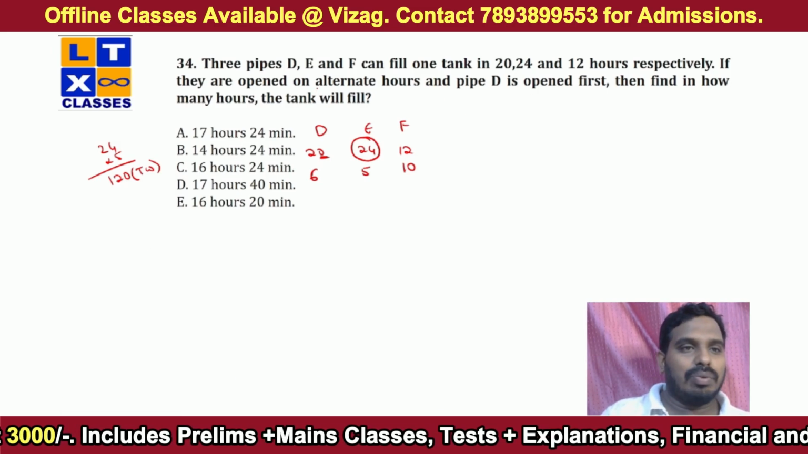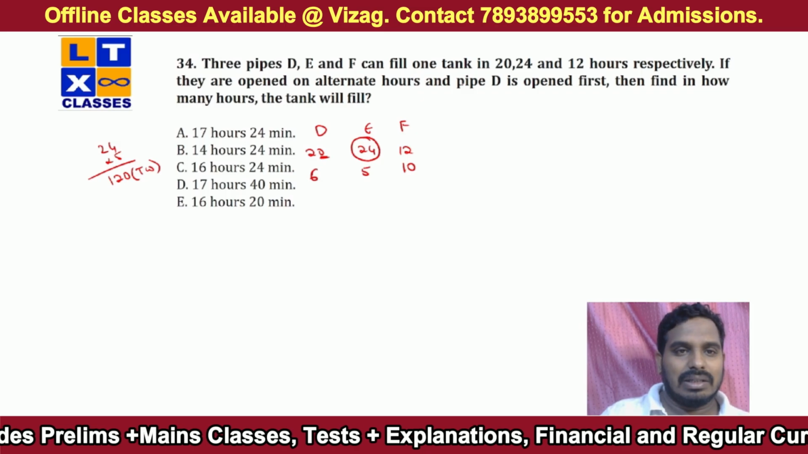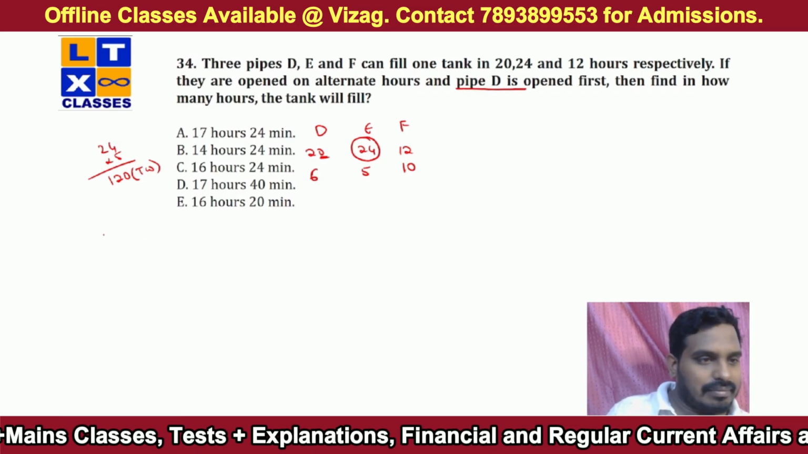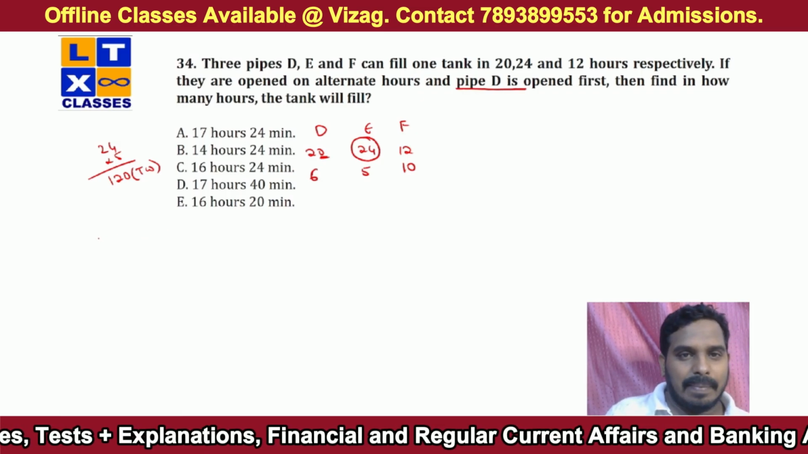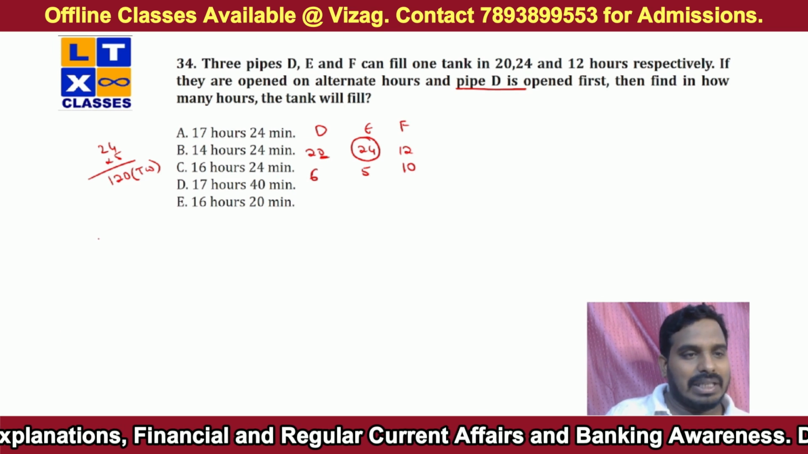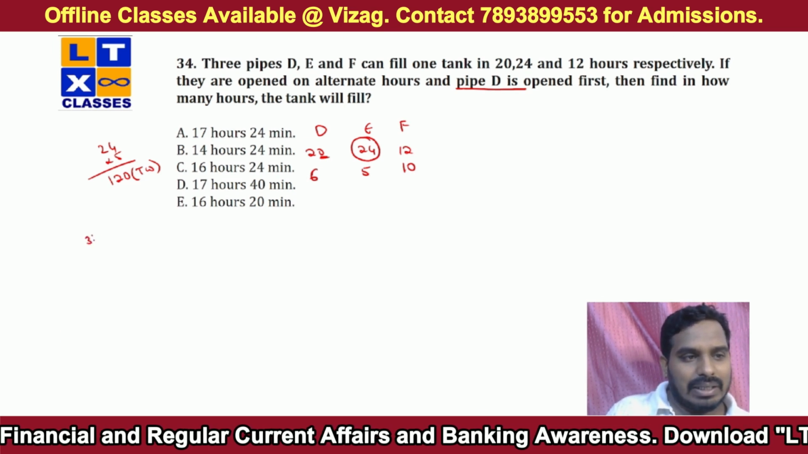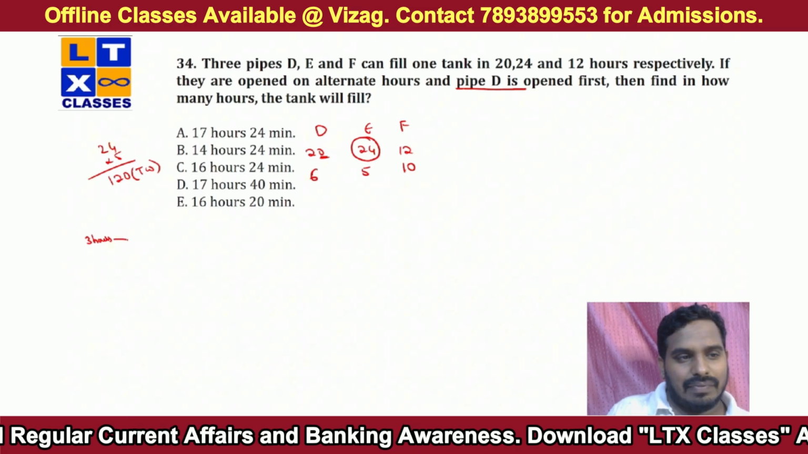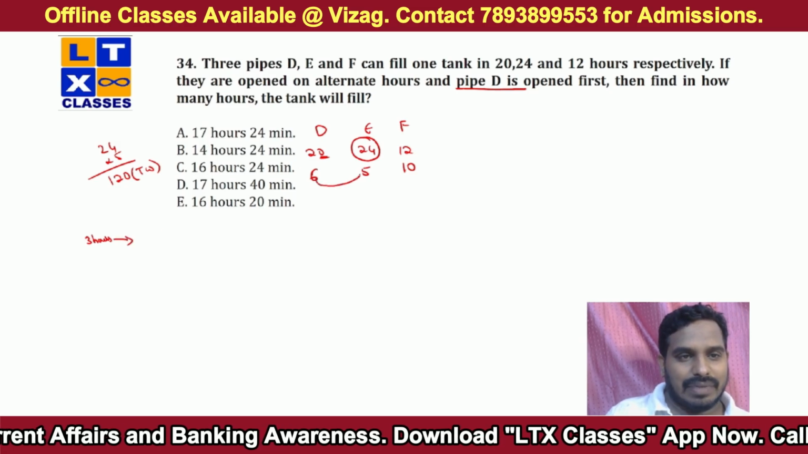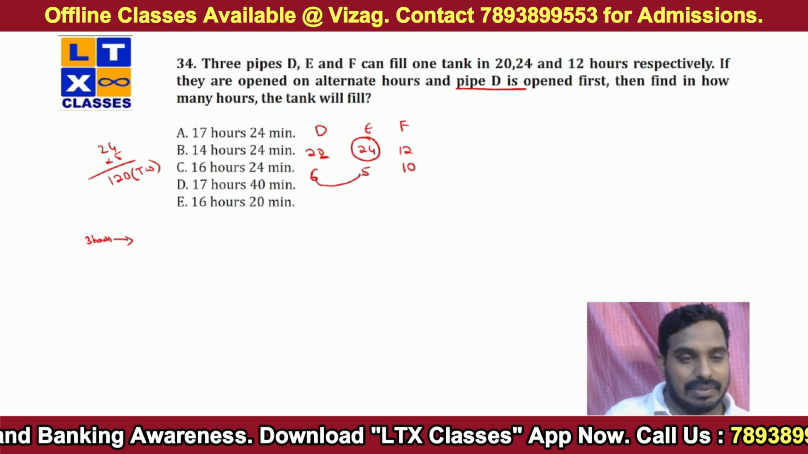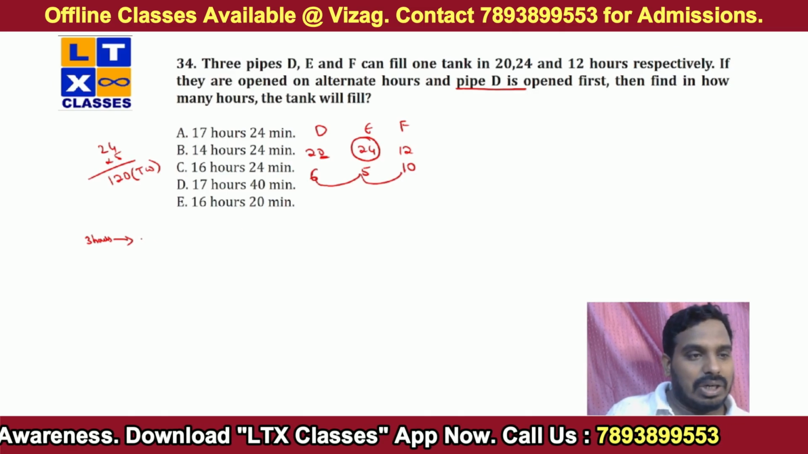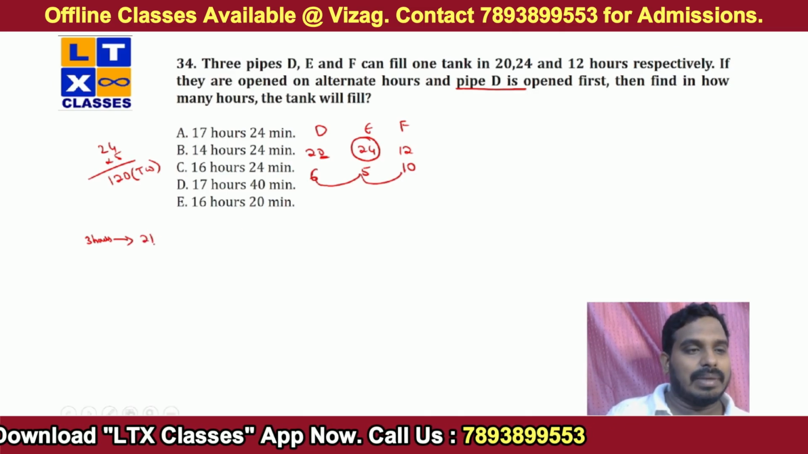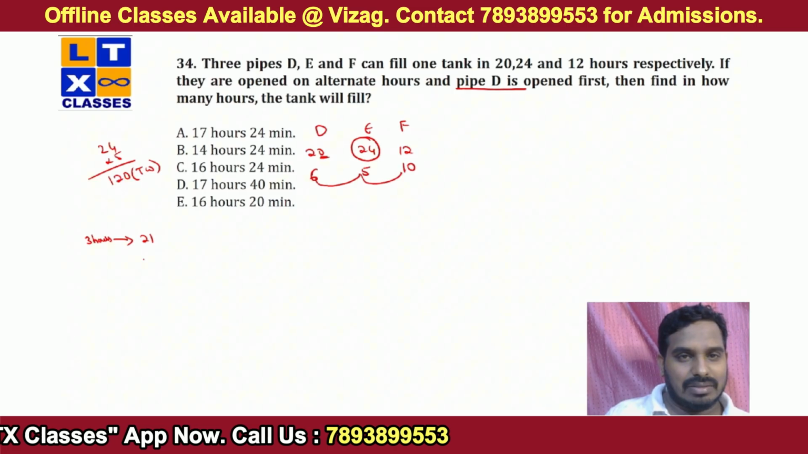Now, they opened on alternate hours, starting with P. Okay, I'll start with D, and there are three members D and F, so it will be 3 hours. For 3 hours, 6 plus 5 is 11, 11 plus 10, 21 units of work will be completed for the first 3 hours.